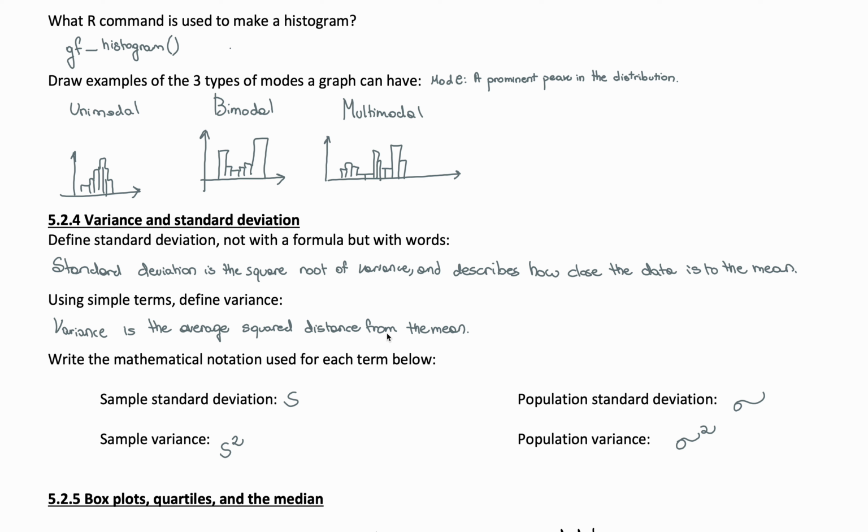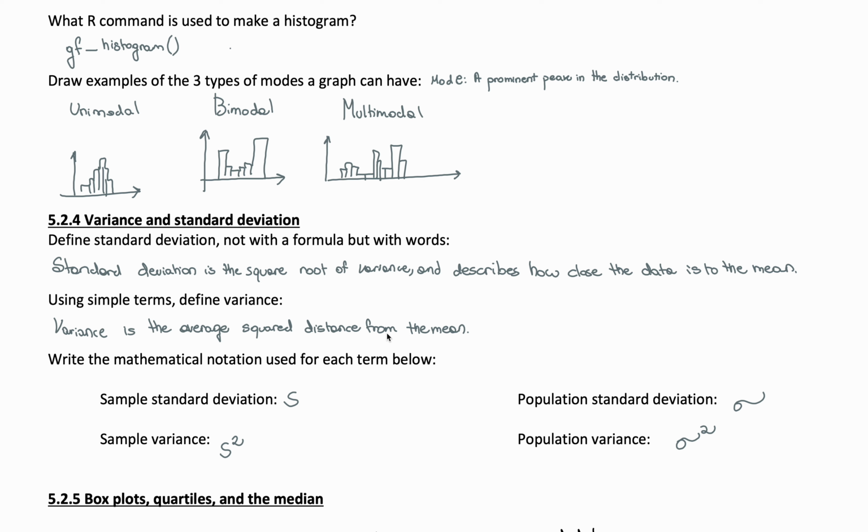And why is the distance squared? Because it takes care of the fact that some distances are positive, some distances are negative, and if you were to add them up together, you would have certain terms cancel each other out, and you don't want that because overall they're all away from the mean, right? So it's the average squared distance from the mean.